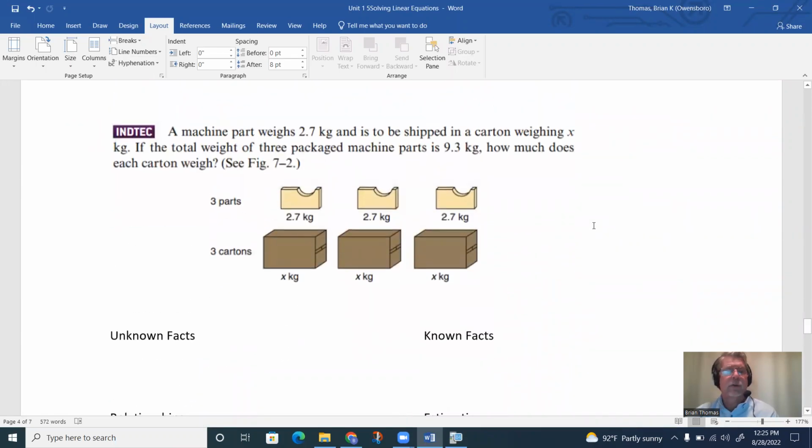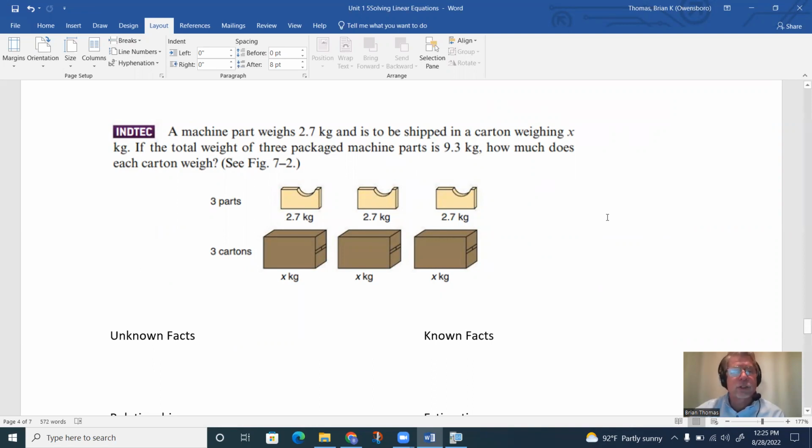Let's look at another example of a word problem. A machine part weighs 2.7 kilograms and is shipped in a carton weighing X kilograms. If the total weight of 3 packaged machine parts is 9.3 kilograms, how much does each carton weigh? So notice how we have 3 parts and 3 cartons drawn here.